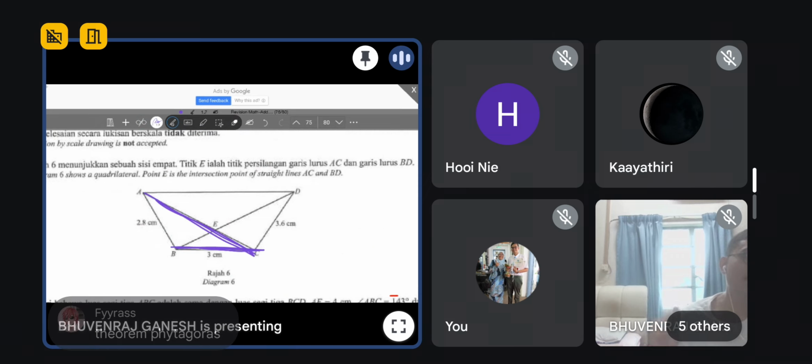Try to think and see. How should I draw this triangle? Bukan? It's not Pythagoras.